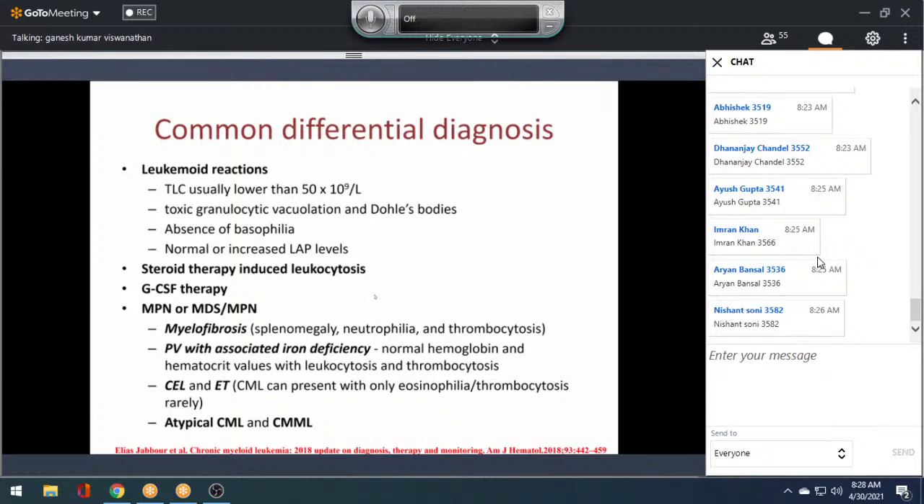When steroid therapy is given, it can induce leukocytosis. Patients on GCSF therapy also have increased TLC or leukocyte count in the peripheral blood. There are other myeloproliferative neoplasms which can also have increased total leukocyte count or white blood cell count. So those also can be confused with CML. This includes polycythemia vera, essential thrombocythemia, etc.